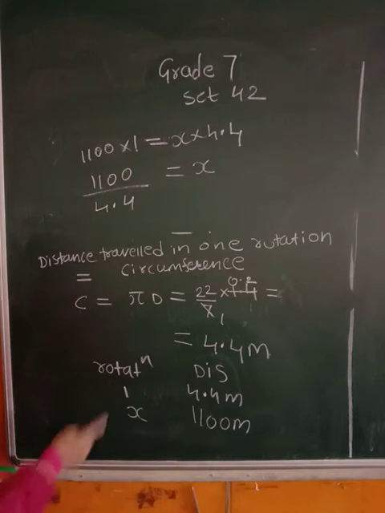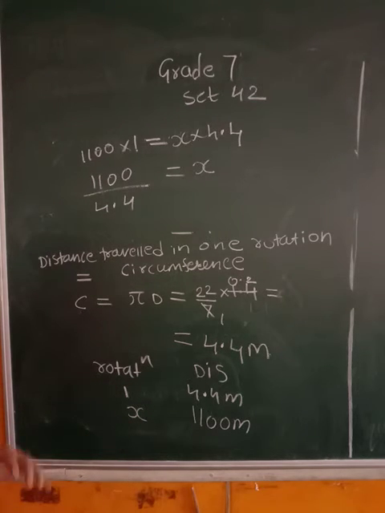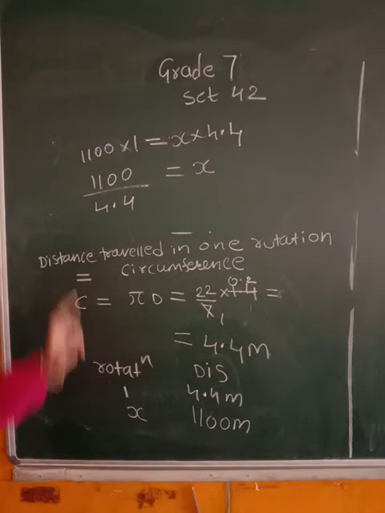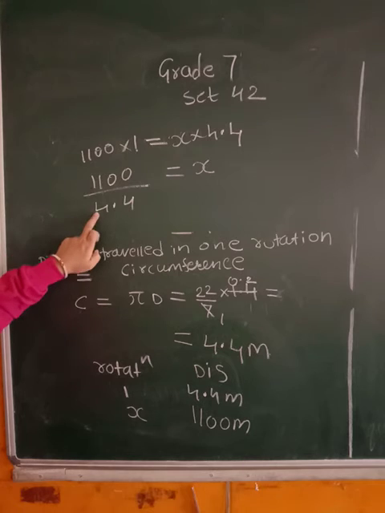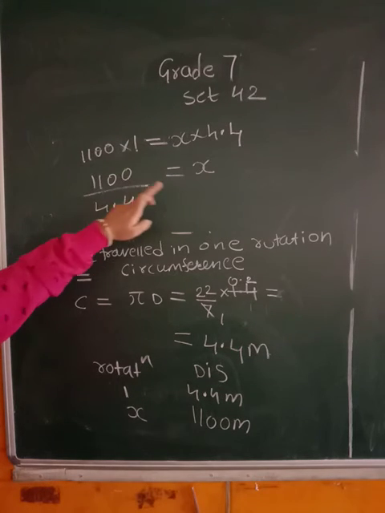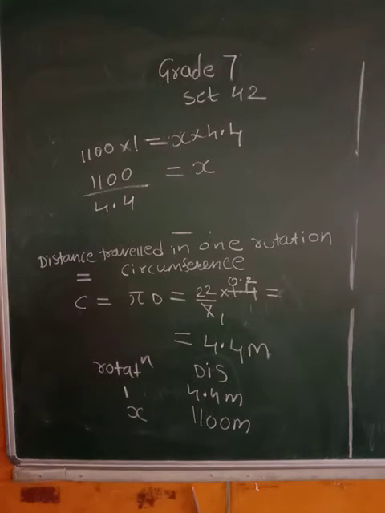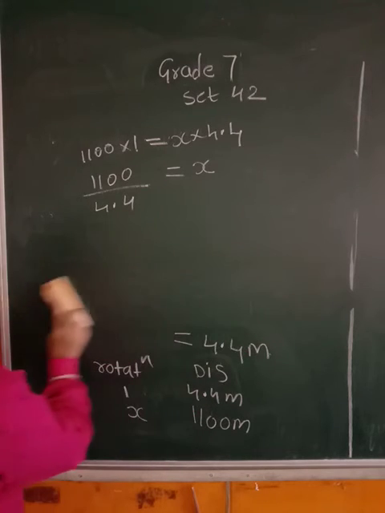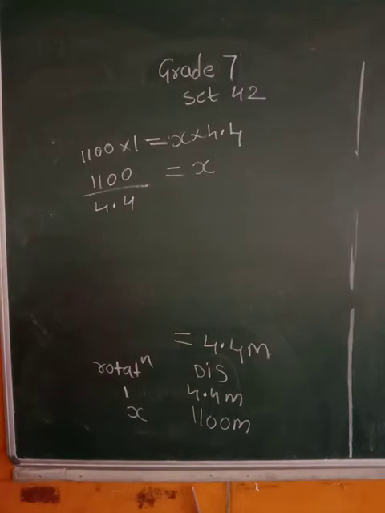Alright. This was for your understanding. So always remember, if you want to find the number of rotations, divide the total distance travelled by the circumference, and you will get how many rotations are required.